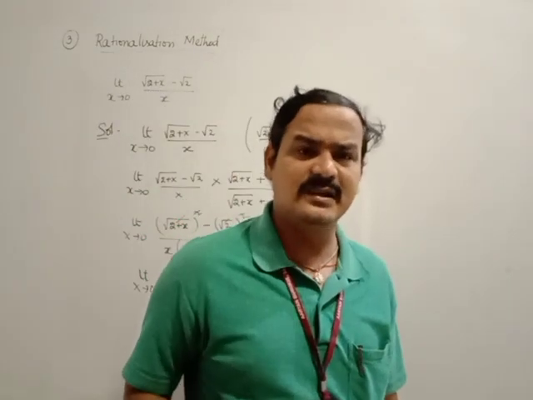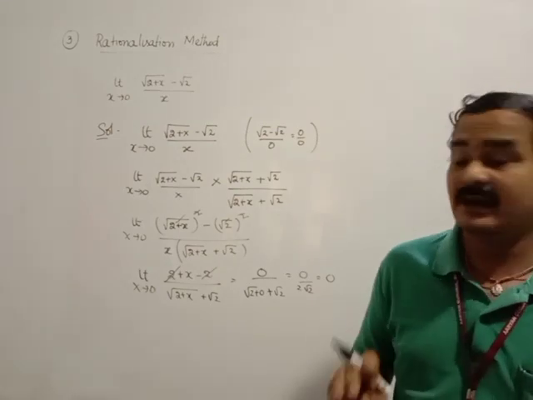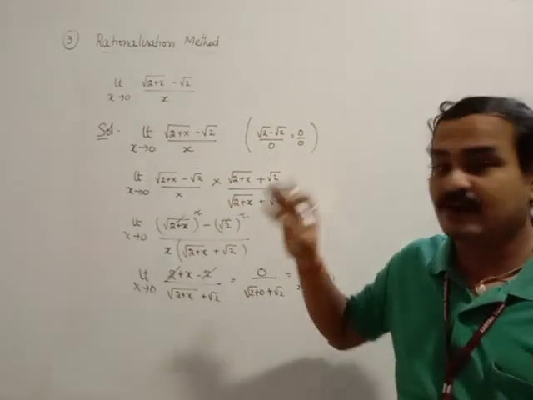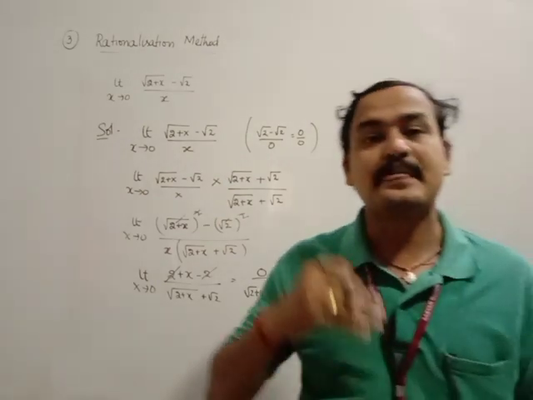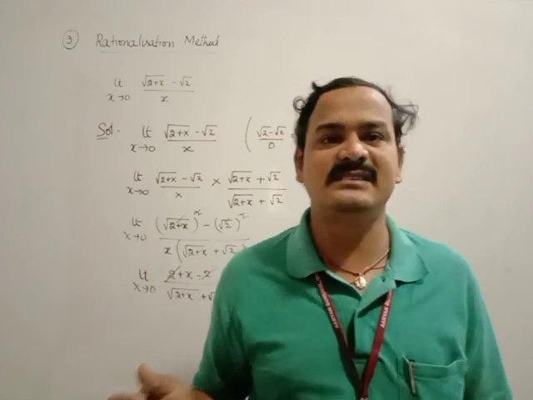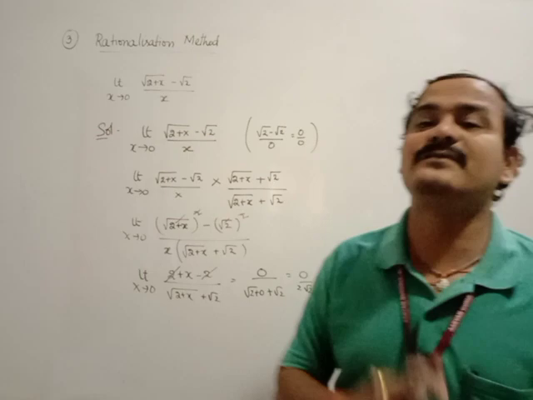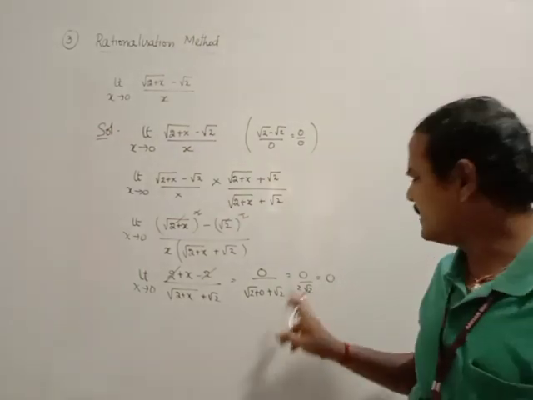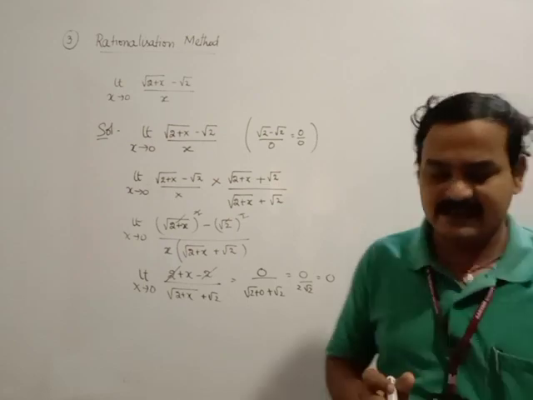It is possible that the limit value is 0, and infinity is also possible. But it should not be an indeterminate form, meaning 0 by 0, infinity by infinity, infinity into infinity, infinity minus infinity, infinity plus infinity, or 1 to the power of infinity. These are all the indeterminate forms. If you get such a form, you need to simplify. Here 0 is nothing to worry about. This is the rationalization method.